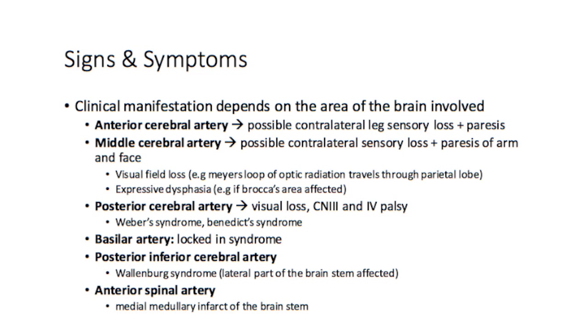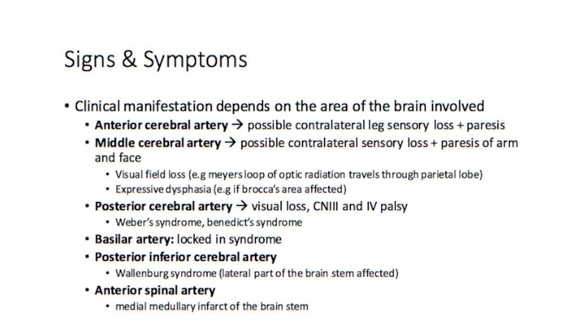Another example would be the middle cerebral artery flow issues, and that can possibly manifest in contralateral sensory loss and paralysis of the arm and face, which again reflects the area of the primary cortex supplied by the middle cerebral artery. Visual loss is another important component that you might expect to see, because, as I mentioned, part of the parietal lobe is supplied by the middle cerebral artery, and thus the Meyer's loop of the optic radiation, which travels through the parietal lobe, can be affected, and so patients can present with visual loss.